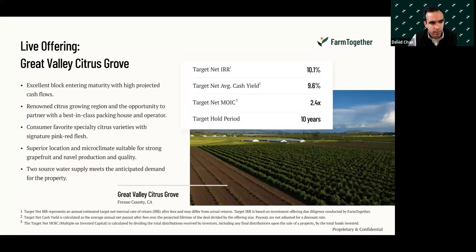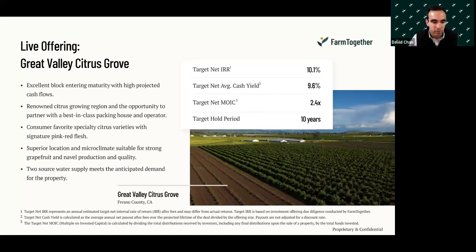And then finally, I mentioned that there is a live opportunity available. So if there are investors actively in a 1031 identification period now or considering a 1031 sometime this year or in the coming month or so, we do have an opportunity, the Great Valley Citrus Grove property, that is a citrus grove located in Fresno, California. We're very excited about this deal.